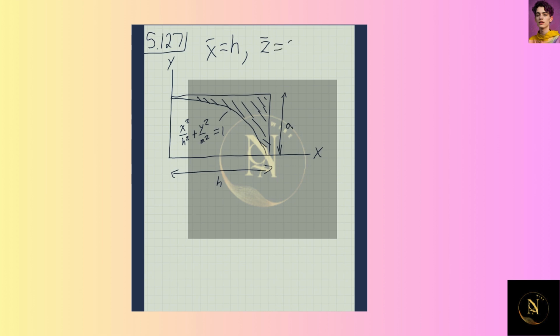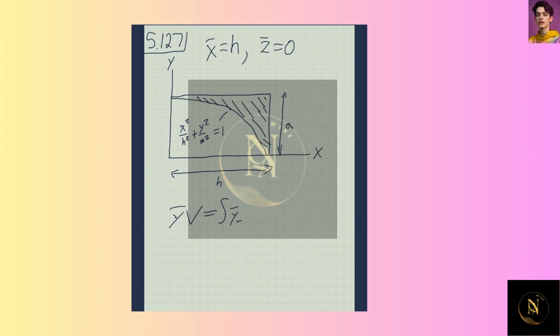And then we can also find the centroid in the z direction, which will be 0 because it's revolved around point H, so there are equal sides of volume on the xz plane. And so we're left just needing to find the centroid in the y direction.